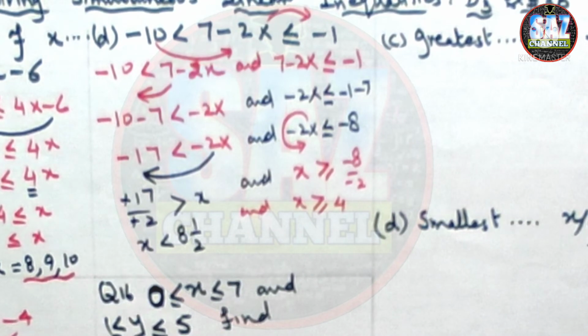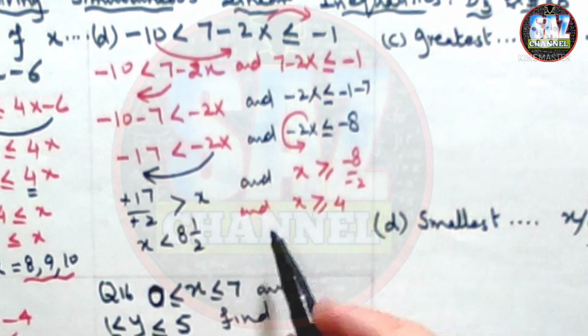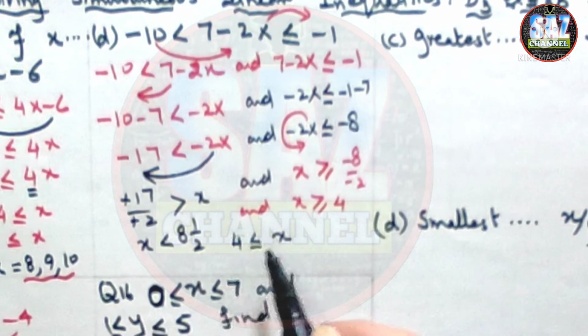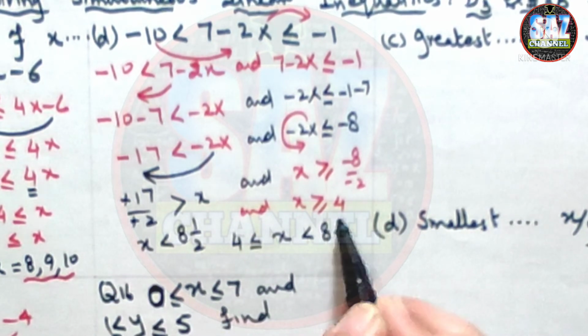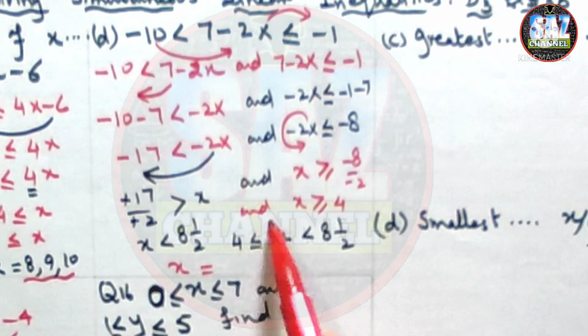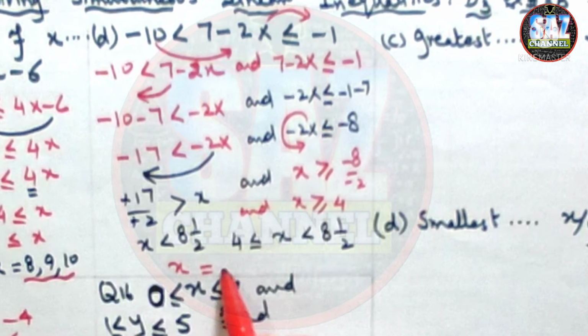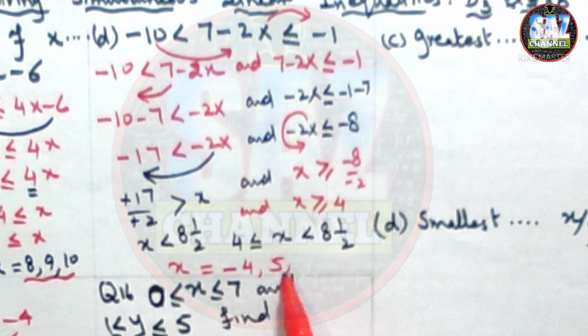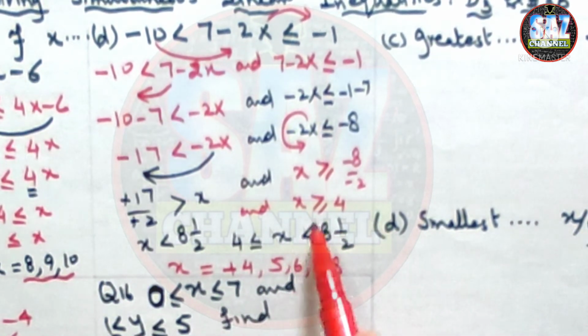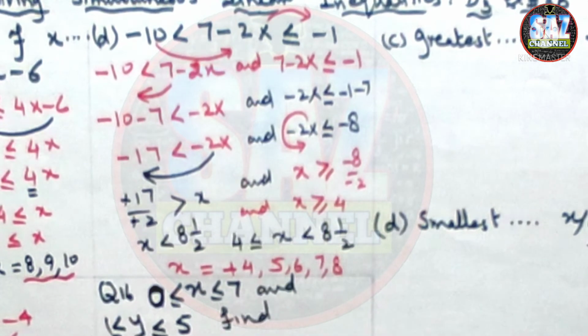So first of all, let's write the joint answer, that x is greater than or equal to 4 but less than 8 whole 1 by 2. So the integer values of x which satisfy the given inequality are, because on this side we need the values of x which are greater than or equal to 4, so 4, 5, 6, 7 and 8, because we need the values of x which are less than 8.5.